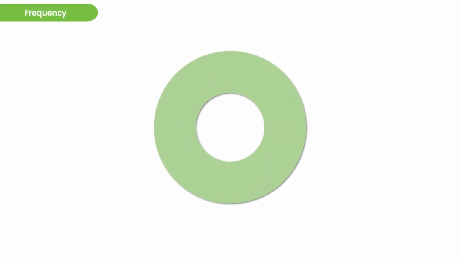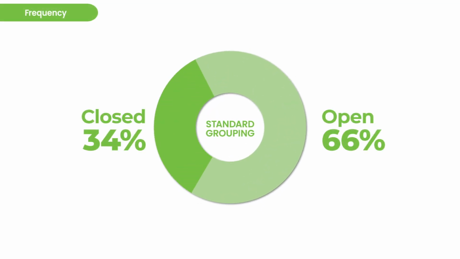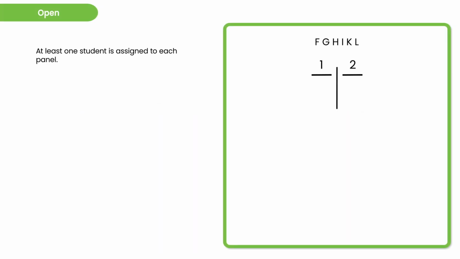34%, about a third of all standard grouping games are closed, which means that the other 2/3 will be open. You'll have more open games, 2-1, than closed games. In an open game, we don't know how many players go to each team, right? So we'll do the game without slots, and that's just fine.